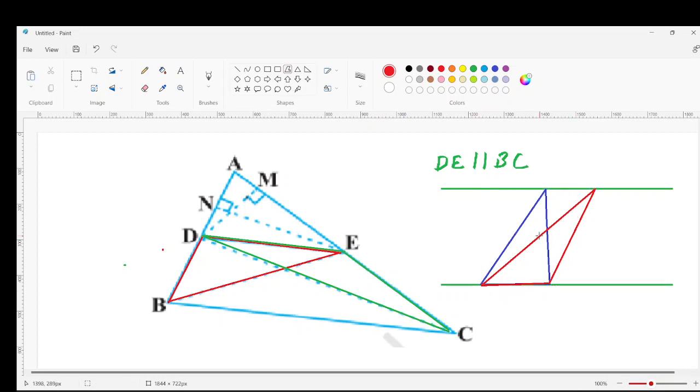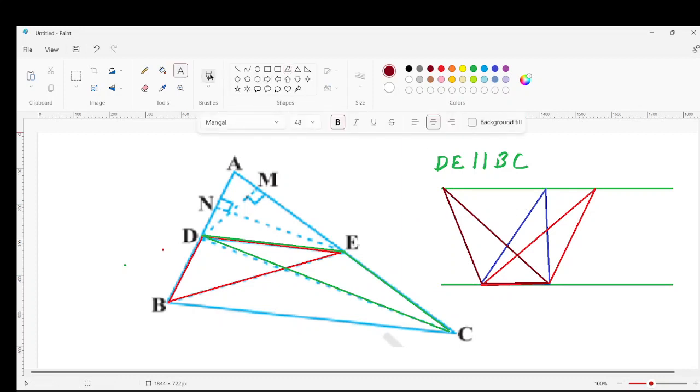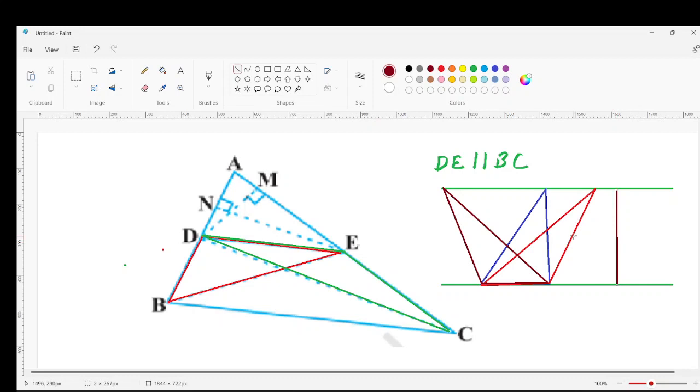Clear? And if we make another triangle, suppose here we draw more triangles, and if the height between these, suppose the height between this is h. Clear? Between two parallel lines, the height, and this side is fixed.